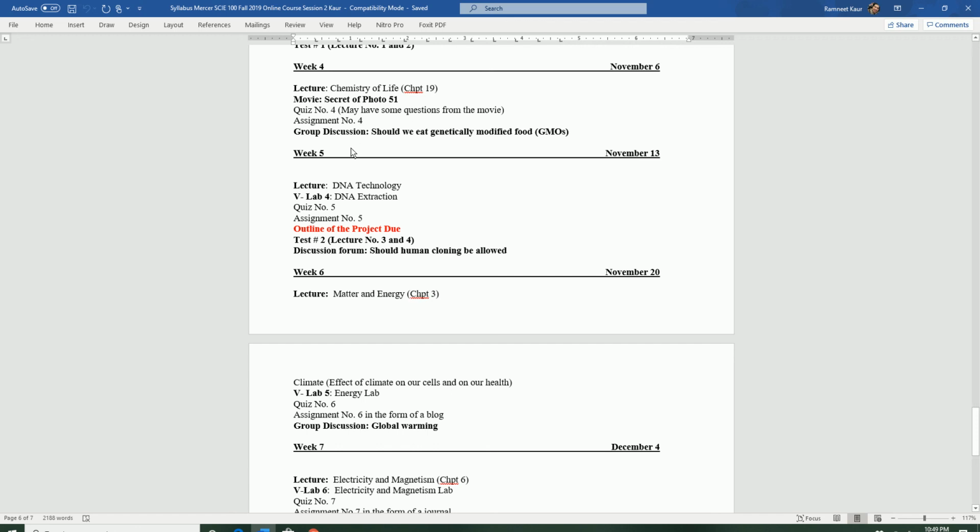Week number 4, we also have a group discussion. So this group discussion, we are going to discuss, should we eat genetically modified food? Should we eat GMOs? So this is a really great activity. That's the way we will be interacting with each other in an online environment. So we are all going to put our views.